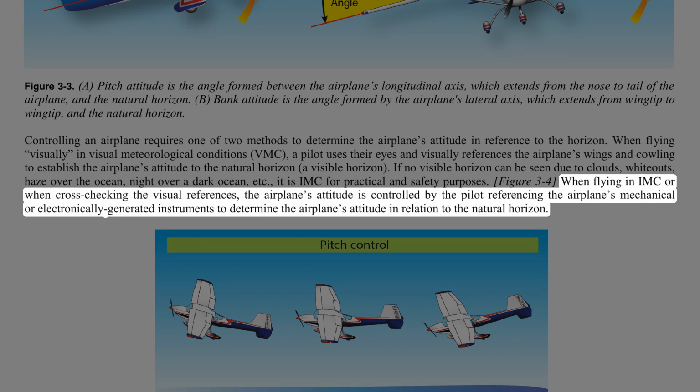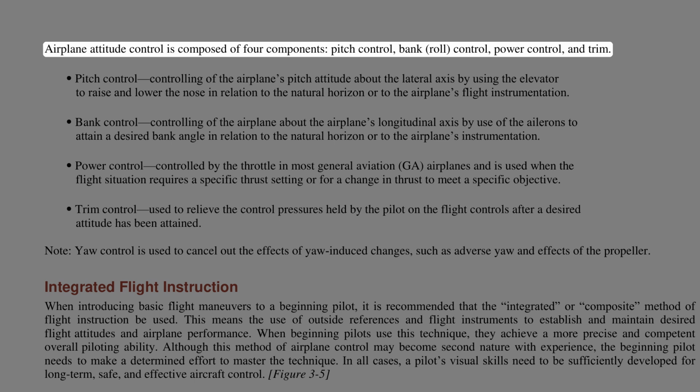When flying in IMC or when cross-checking the visual references, the airplane's attitude is controlled by the pilot referencing the airplane's mechanical or electronically generated instruments to determine the airplane's attitude in relation to the natural horizon. Airplane attitude control is composed of four components: pitch control, bank control, power control, and trim.